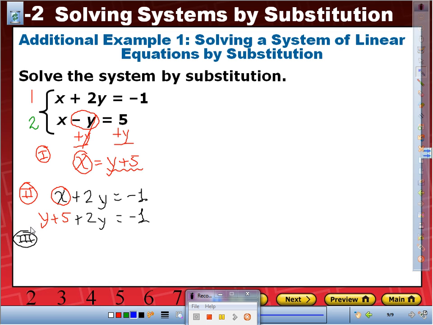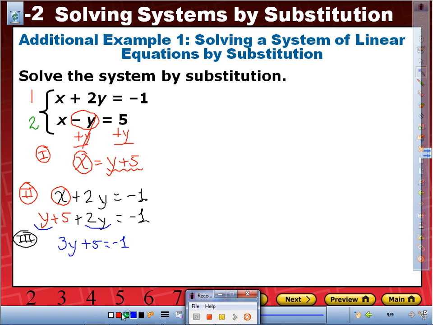Can we solve this equation? Yes. Can we combine like terms here? 1y plus 2y, that's 3y. I bring down the plus 5 equal to -1. Do we know what to do from there to solve? Yes. Copy that and finish that equation, please. Solve for y.